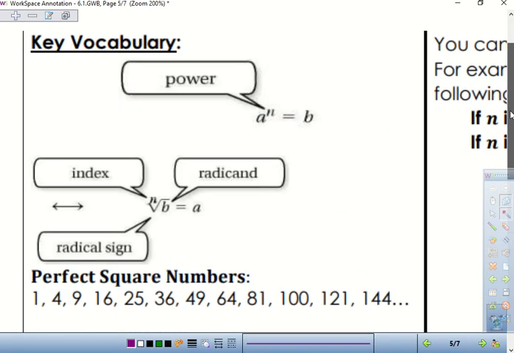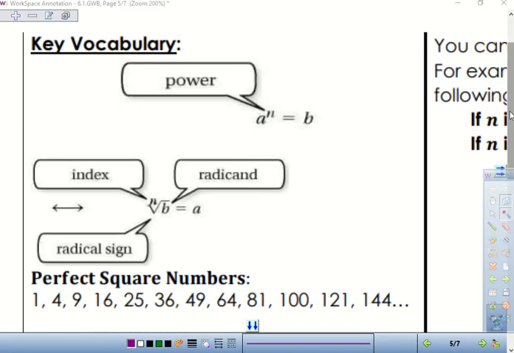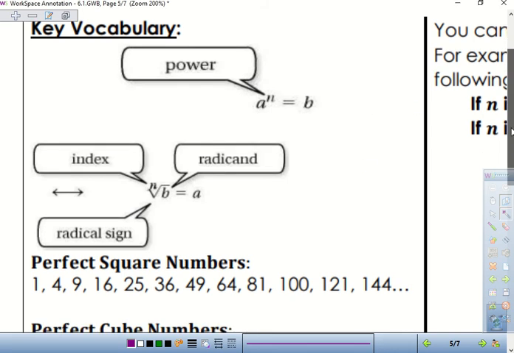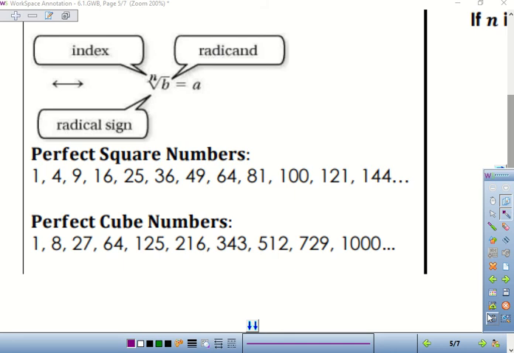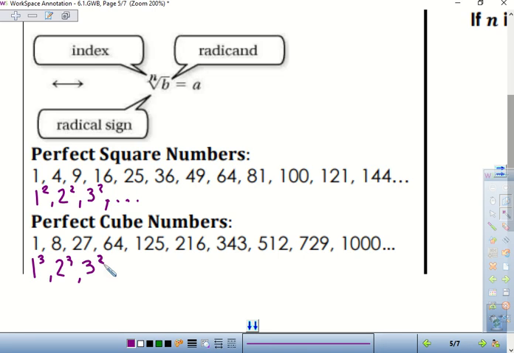Alright, so here's some key vocabulary. As we go through, we're going to use this terminology, so I want to make sure you understand it. Power is exponent. Index is that little number on the outside, the type of root. Radicand is everything inside the radical. And the radical symbol, of course, is radical symbol. These are the first few perfect squares and perfect cubes. So this is 1 to the second power, 2 to the second power, 3 to the second power, and so on. Okay? This is 1 to the third power, 2 to the third power, 3 to the third power, and so on. Okay?